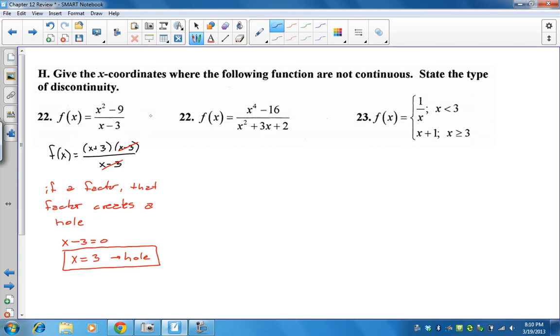Whoa, how many 22s are there? This is confusing. Alright, well that's the first number 22.